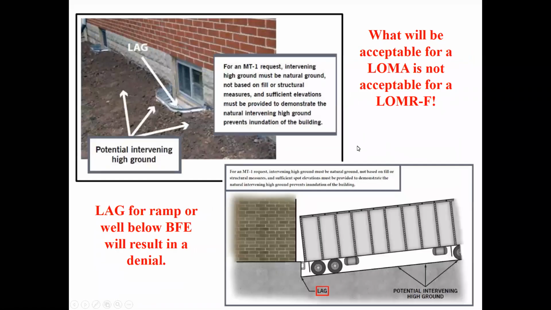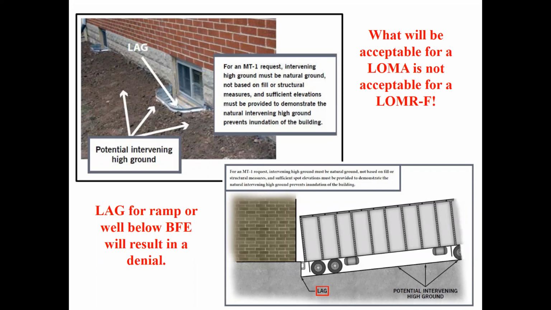Now, here are some pictures from a FEMA book on how to review letters of map revision. These exact pictures were shown yesterday, but the application is different here. Lowest adjacent grade is the bottom of this window well, or it's the bottom of this truck ramp. And if the lowest adjacent grade is below the BFE on a LOMA, you can submit documents to say there's intervening higher ground. And FEMA will say, yep, there was intervening natural grade, higher ground. We should have accounted for that in our map. Our map was wrong, and they'll approve it.